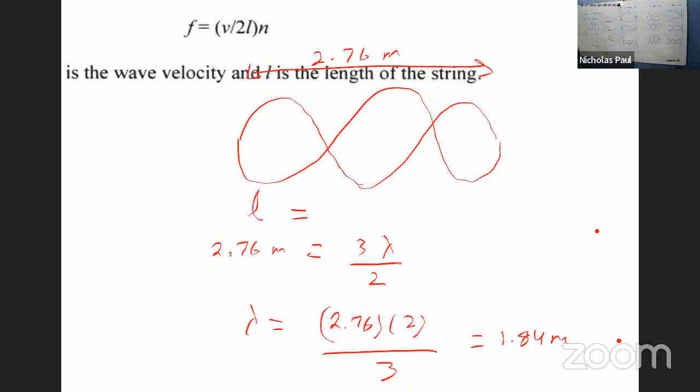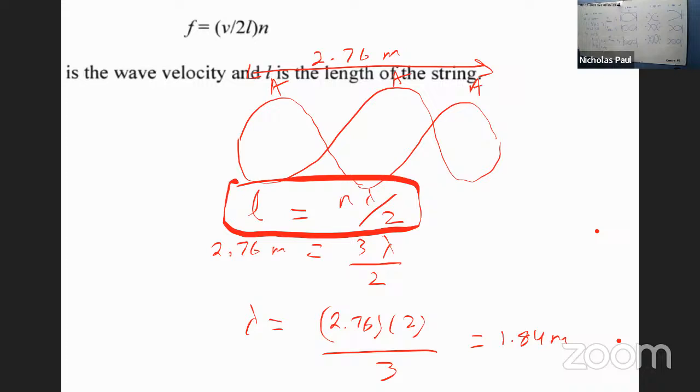So length is equal to what? Very good. N lambda over 2. When it's 3 antinodes, 3 on top, 2 underneath, that's the formula there. So when it's 3 antinodes, 1, 2, 3, the length was equal to 3 lambda over 2. So if it's 4 antinodes, it'll be 4 lambda over 2.